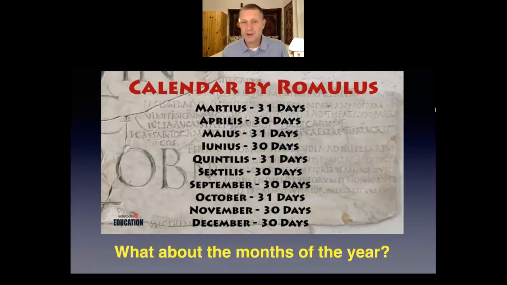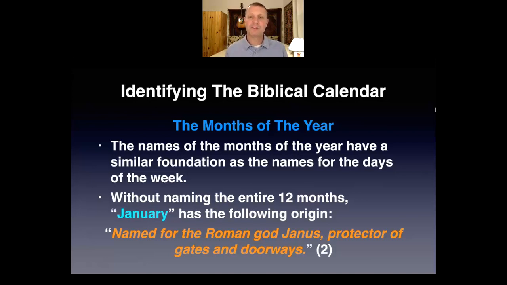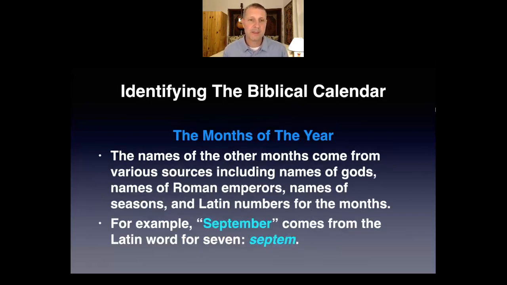What about the months of the year? The names of the months of the year have a similar foundation as the names for the days of the week. Without naming the entire 12 months, January has the following origin. Quote, named for the Roman god Janus, protector of gates and doorways. The names of the other months come from various sources, including names of gods, names of Roman emperors, names of seasons, and Latin numbers for the months. For example, September comes from the Latin word for seven, septem, a little more innocent.